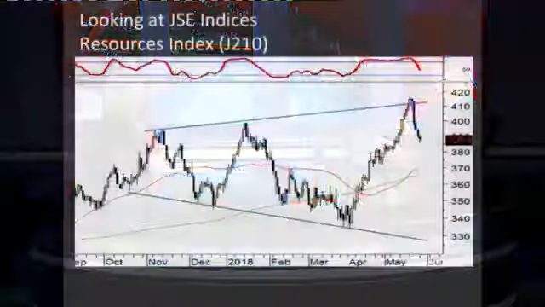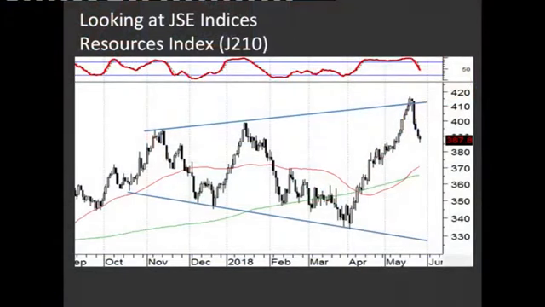So you mentioned scratching beneath the surface. Let's take a look at the indices and how they're faring. Let's start off by looking at the resources. Yeah, so resources, I showed this last week and we're going to show it again. Last week when we were on the program, I said watch this 41,000 area on the resources index because it's the top of a large megaphone structure. And you can see that resistance that goes back to November last year and joins the high in January this year.